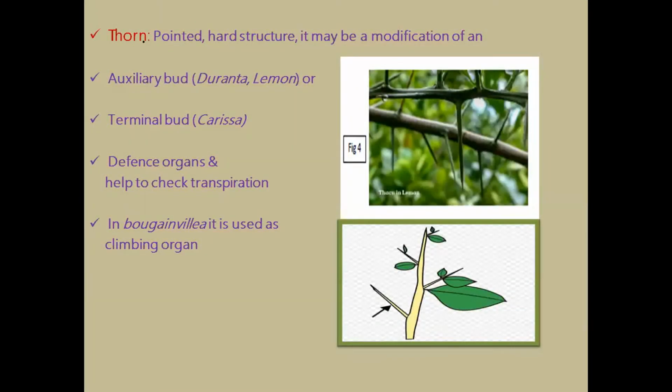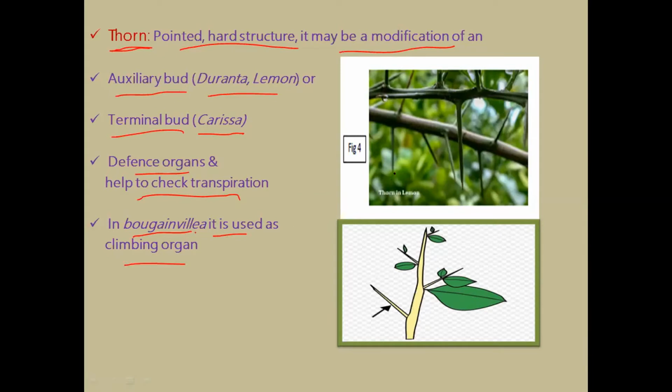The next type of aerial stem modification is thorn. Thorn is a pointed hard structure, and it may be a modification of axillary bud, for example, found in lemon or duranta, or a terminal bud. It is found in carissa. Thorn is a defense organ and also helps to check transpiration. Also in bougainvillea, it is used as a climbing organ.